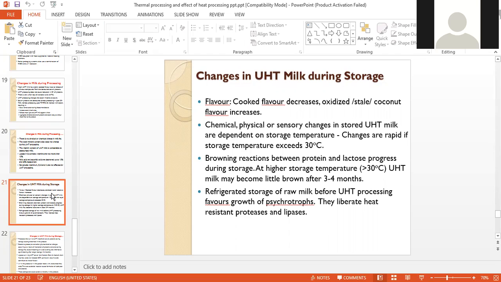Chemical, sensory, and physical changes in stored UST milk depend upon the storage temperature. You have already noticed that when we keep UST milk at a temperature of more than 35 degrees, a browning defect can be observed in the UST milk, because there is an interaction between protein and lactose during the storage.